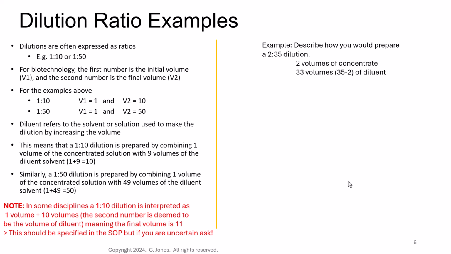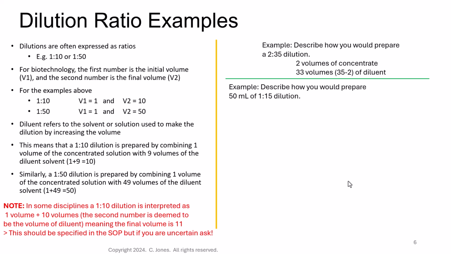So it would be 2 volumes of concentrate and 33 volumes of diluent. So 2 mils of the concentrated solution, 33 mils of the diluent, the ultra-pure water. This could go as microliters too. This could be 2 microliters of concentrate and 33 microliters of diluent. Okay, that was pretty easy.